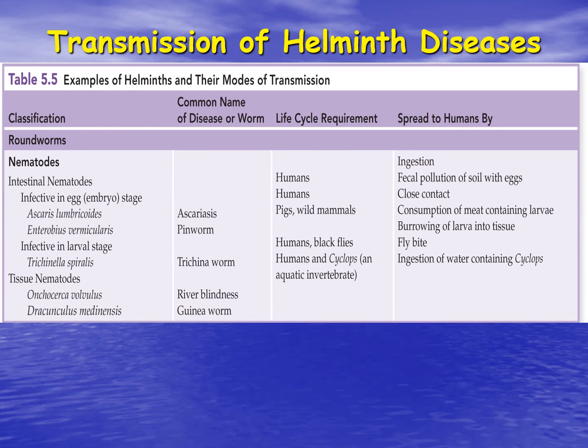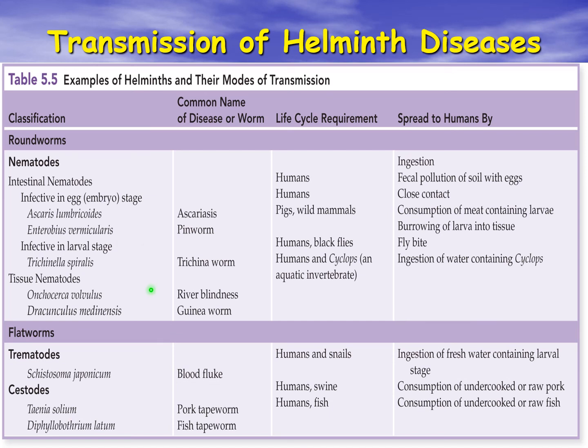So here's just some of these worms. So the nematodes, the roundworms. Primarily intestinal nematodes include the Ascaris group, the pinworms, which is Enterobius vermicularis, and I'll talk a little bit about this, and Trichinella spiralis.